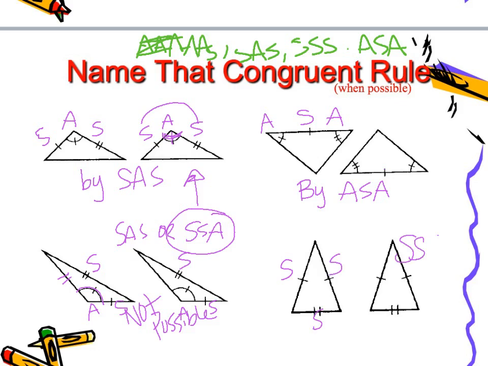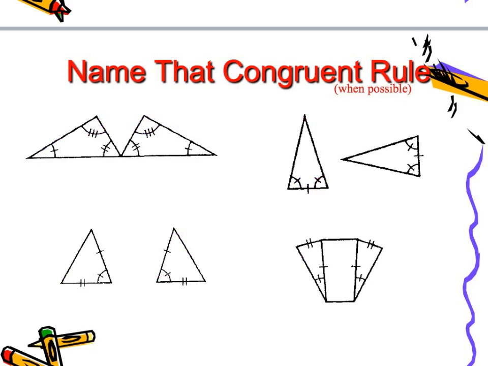Side, side, side. So all you're doing is looking at pictures and determining what these marks are, what the letter combinations are, and whether they are equal or not. Alright, let's try one more. This one right here on the left, these are angle, angle, angle. They're all angles. Not possible.